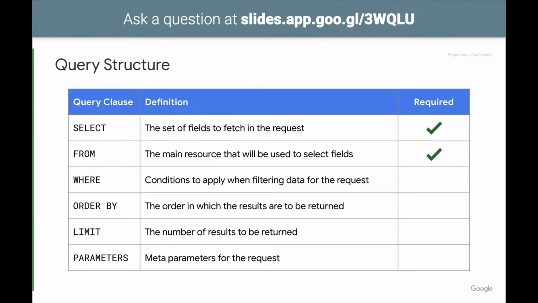From, that's the resource that you're selecting from, and you'll notice that both select and from are required. None of the other clauses are required. You need to specify which columns you want to get information about, which columns you want returned, and of course, which resource you're actually getting those fields from. Filtering conditions, ordering and limiting, that's all optional.